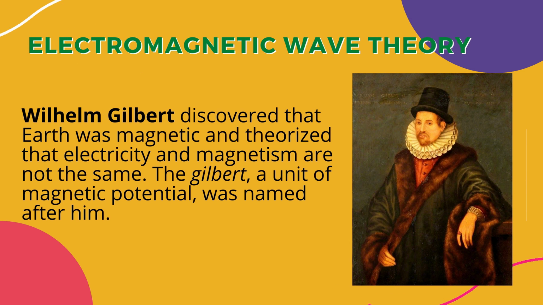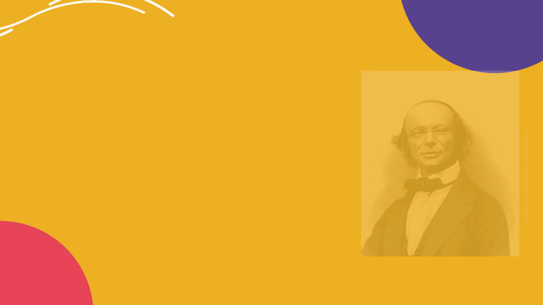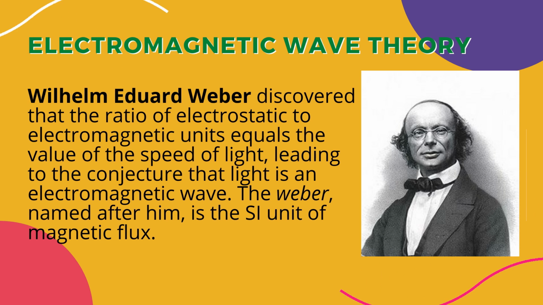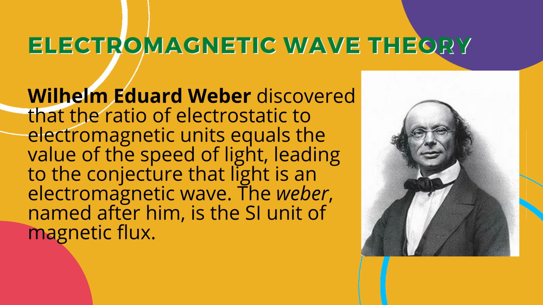Wilhelm Gilbert discovered that the Earth was magnetic and theorized that electricity and magnetism are not the same. The Gilbert, a unit of magnetic potential, was named after him. Wilhelm Edward Weber discovered that the ratio of electrostatic to electromagnetic units equals the value of the speed of light, leading to the conjecture that light is an electromagnetic wave. The Weber, named after him, is the SI unit of magnetic flux.